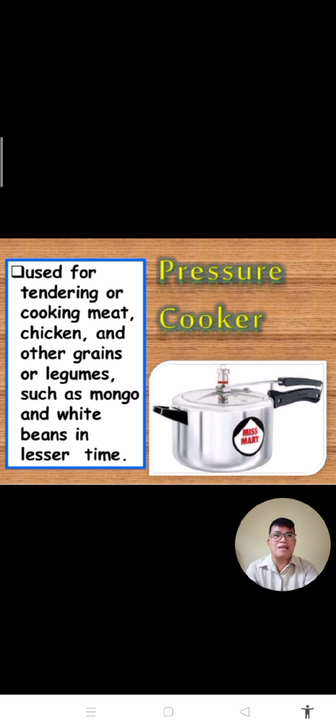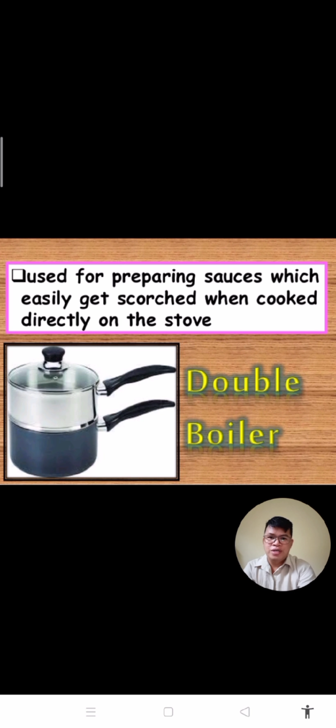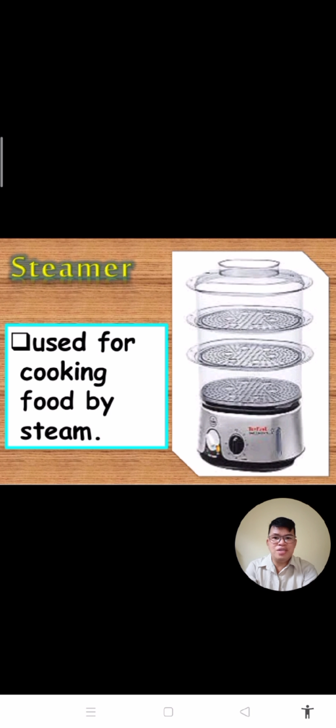Aglalo right now, for example, panagtutudo, kailangan nyo iti lesser time nga panagluto or panagpablad iti balatong wenno utong. Okay, so we also have your double boiler, used for preparing sauces which easily gets scorched when cooked directly on the stove. Okay, and then your steamer, used for cooking food by steam. So, ano-ano yung mga food na ini-steam natin? Puto, siomai, siopao.